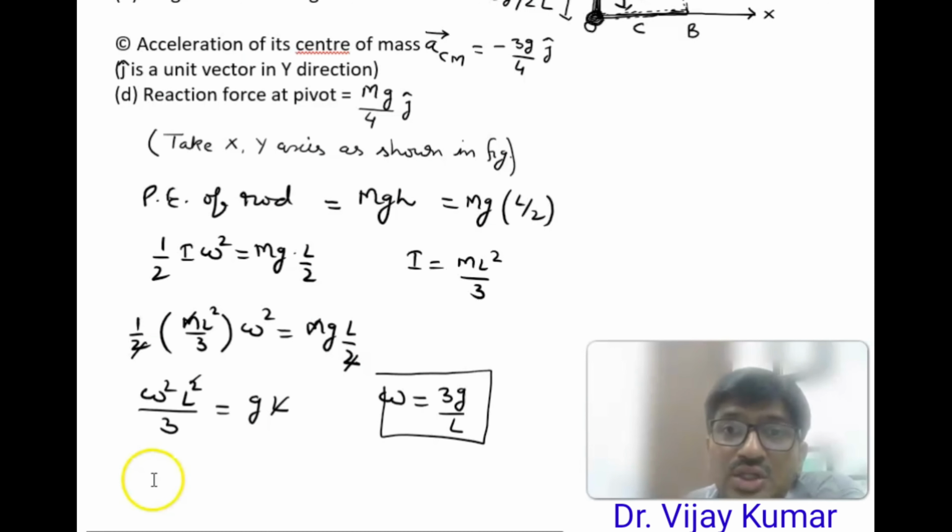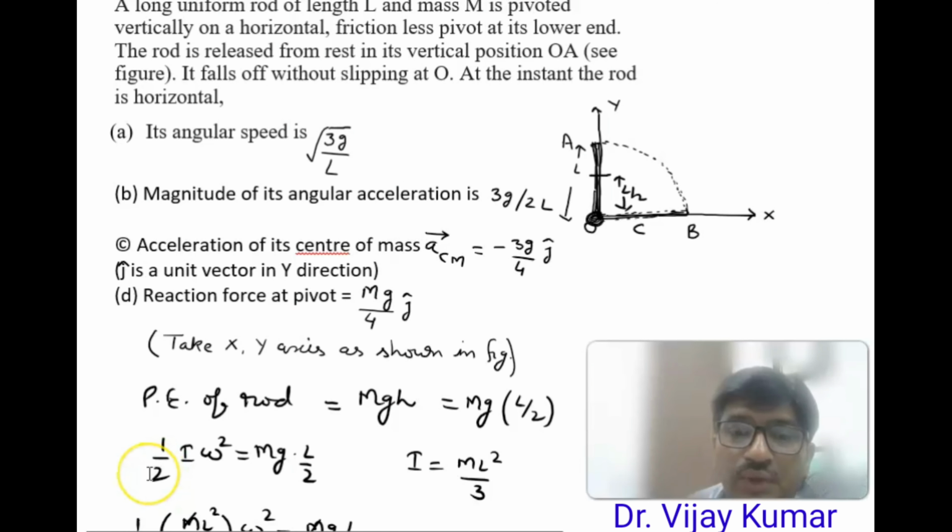Now we can check the options, and in option 1, the angular speed is under root 3g upon L. It should be the correct answer. Answer A should be the correct answer.